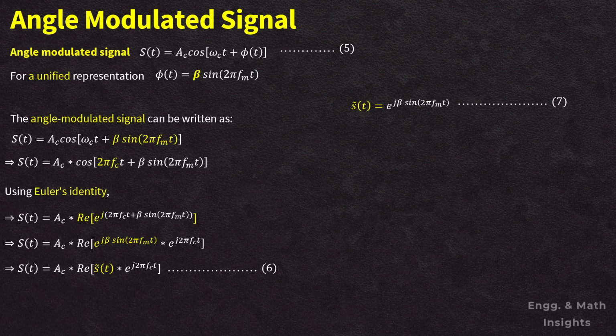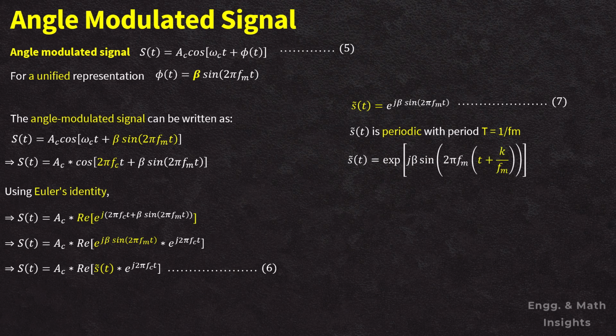This s tilde of t is periodic with the period T is equal to 1 by fm. We can verify this property by shifting the time of this s tilde of t by k by fm for some integer k. So we can replace the time t of this s tilde of t with t plus k by fm, and we can write this as s tilde of t is equal to e to the power j beta sin 2 pi fm into (t plus k by fm). If we multiply 2 pi fm with both the terms, then it will become e to the power j beta sin(2 pi fm t plus 2k pi). As k is an integer, this can be written as e to the power j beta sin 2 pi fm t.